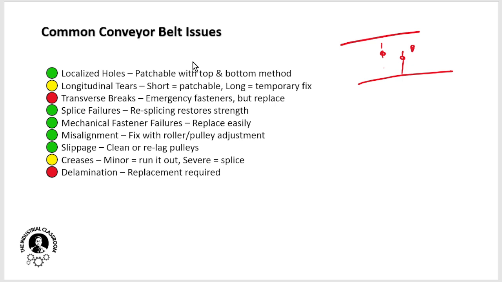We have top repairs and bottom repairs. What we will generally do is put a small patch, a repair strip. I will show you the image, a repair strip on the top side, a repair strip on the bottom side. These are repairable. In case of longitudinal tears, if this is short, for example, this is your conveyor belt.